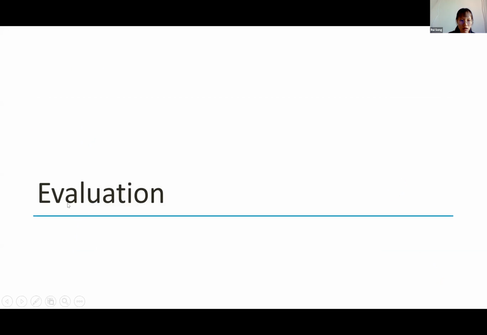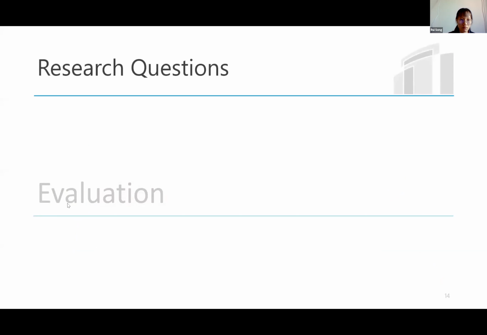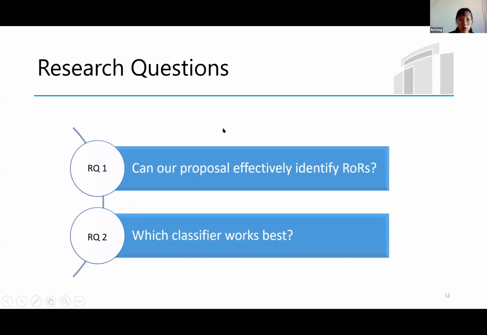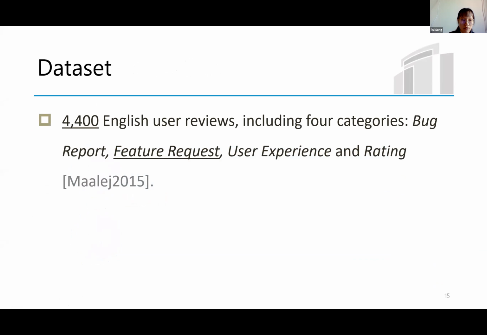Next is our evaluation. There are 2 research questions. Question 1, can our proposal effectively identify RORs? Question 2, which classifier works best? The data set we use is from Maalej's work. It contains 4,400 English user reviews, including 4 categories: bug report, feature request, user experience, and rating.